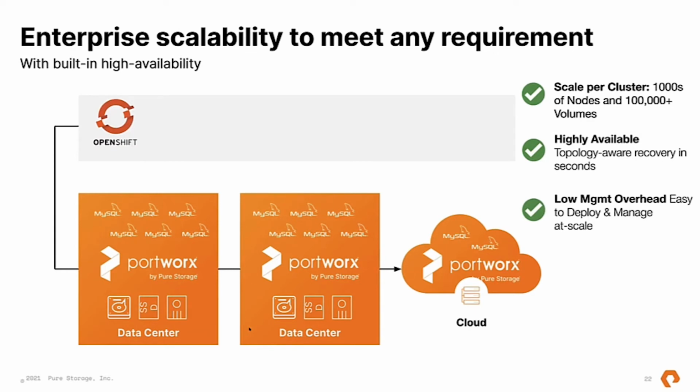So one of the most important things that we do by virtualizing the underlying storage is we provide the built-in high availability and scalability required by companies who are putting true production workloads onto OpenShift. So we're able to scale to thousands of nodes and hundreds of thousands of volumes, which is a scale and level of support that is unmatched.